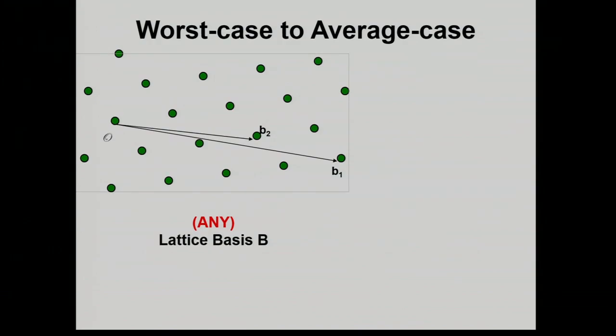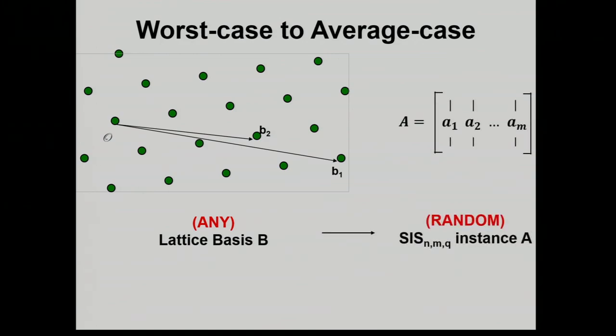Okay, so what do I want to do? What does it mean, worst case to average case? I want to show a reduction that gets a lattice basis, any lattice basis, long vectors, I don't really care, and maps it to a random SIS instance, a random matrix A that is an SIS instance.